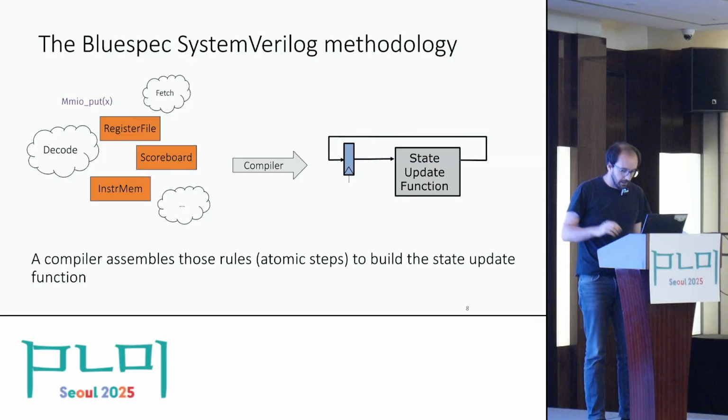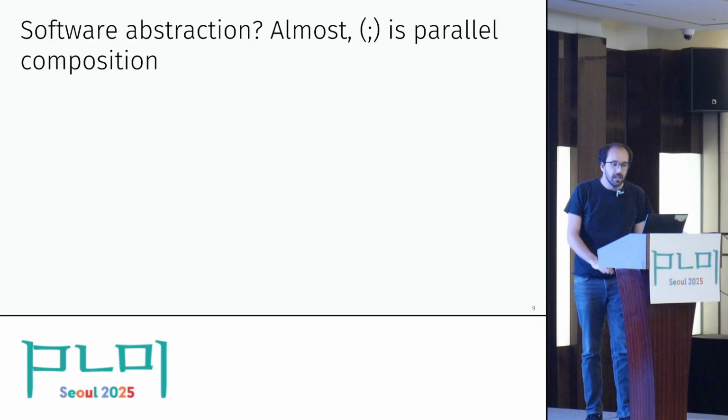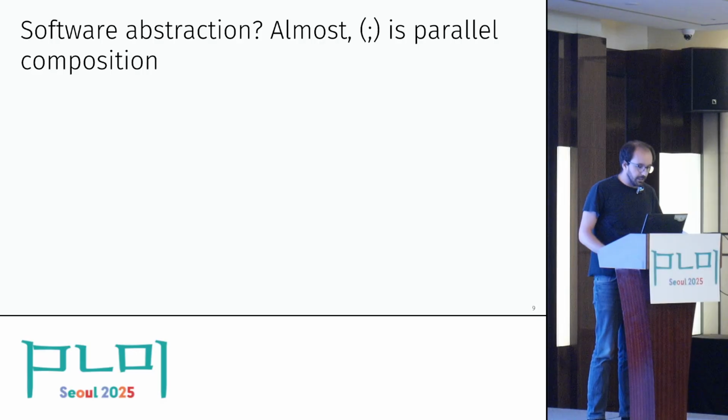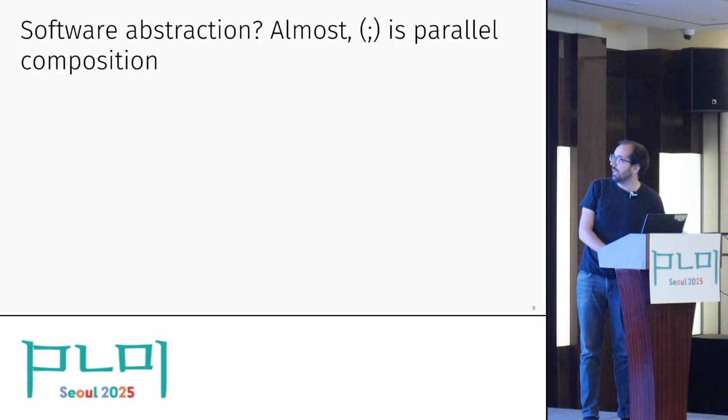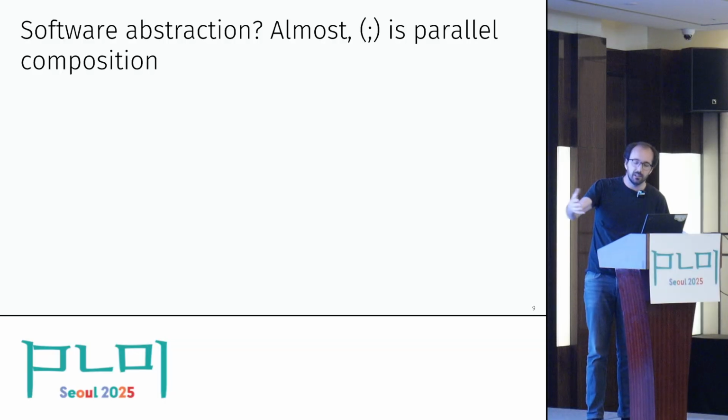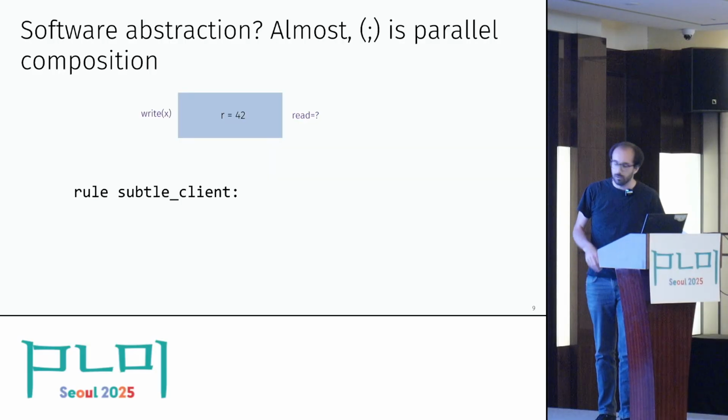And that's what the rest of this talk is going to be about. So it already looks like I have given you software abstractions, because they are objects like submodules, and you have methods, so it looks like we have software abstraction. Well, there's a little plot twist here.